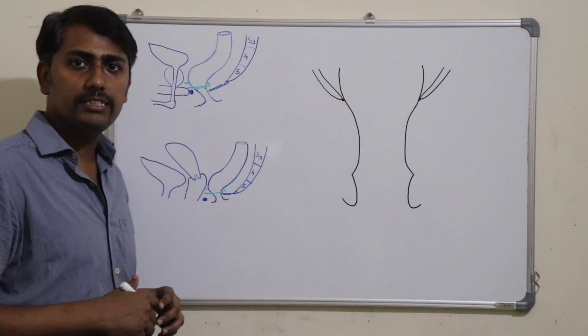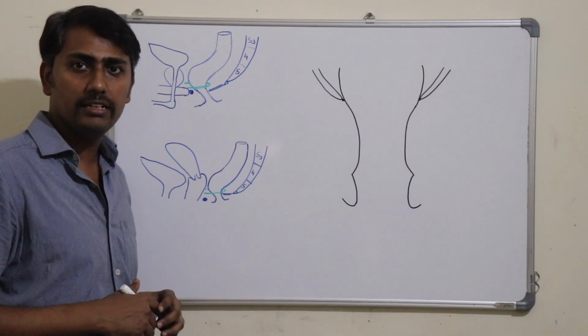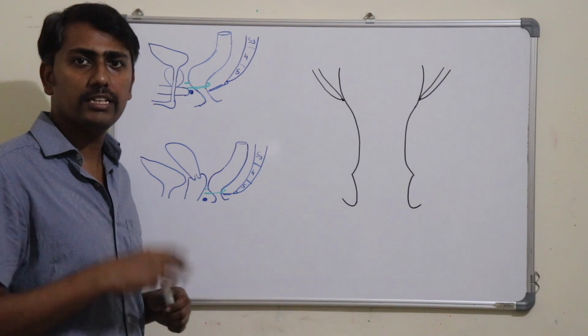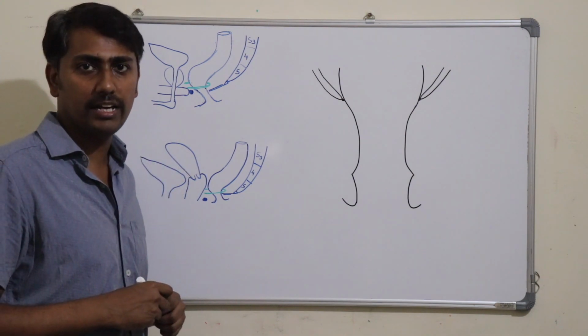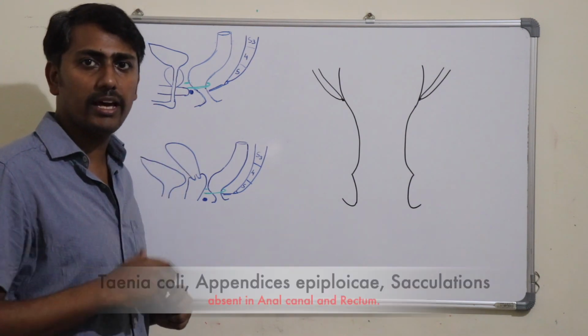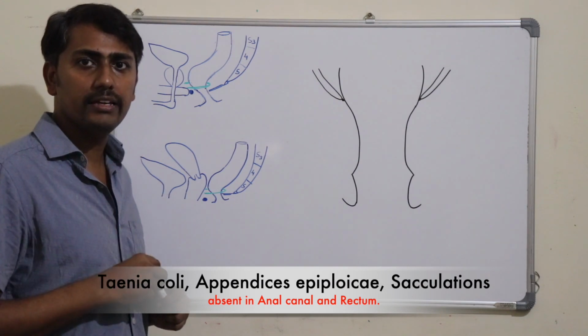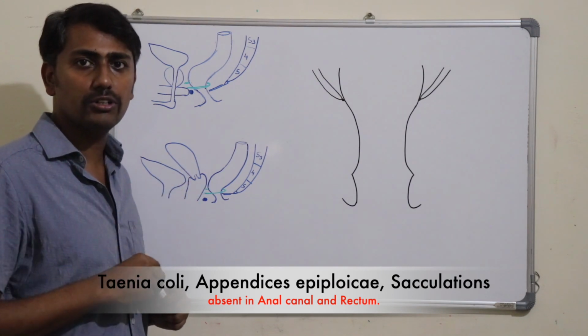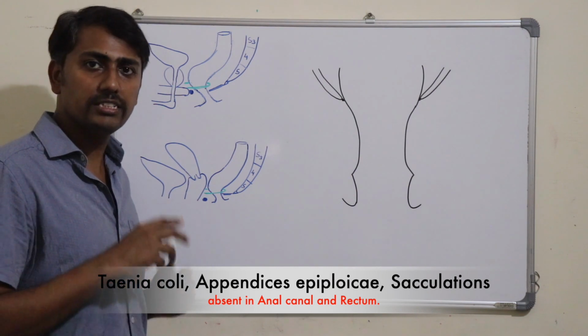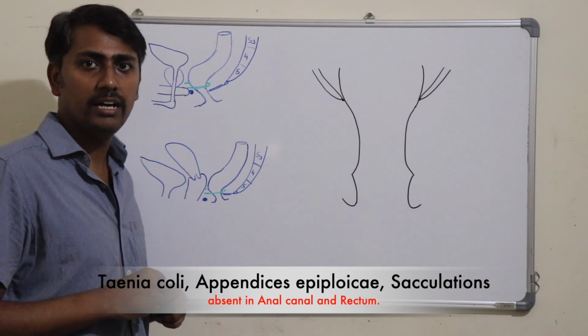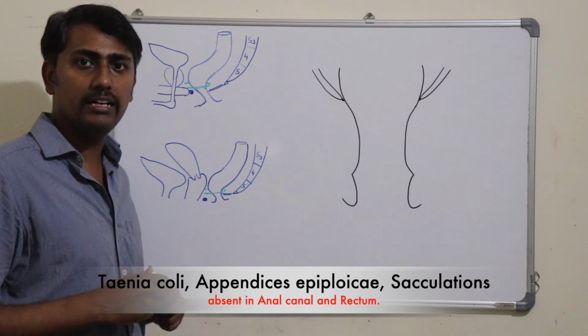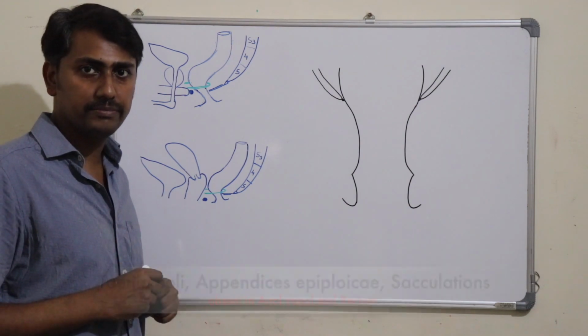The anal canal is the terminal part of the large intestine and it is devoid of the three characteristic features of the large intestine, that is the taeniae coli, appendices epiploicae and the sacculations or the haustrations. These three characteristic features of the large intestine are absent in the anal canal, just like the rectum.